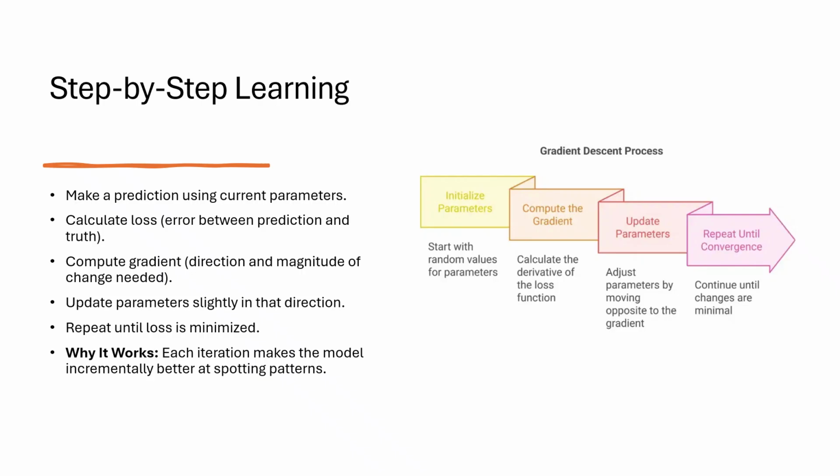Step by step learning. Here's how learning actually happens, step by step. First, the model makes a prediction using its current parameters. Then it calculates the loss, which tells it how wrong that prediction was. Next, it computes the gradient, which tells it the direction and size of change needed. Then it updates the parameters slightly in that direction. And finally, this process repeats again and again. Each repetition makes the model a little smarter.